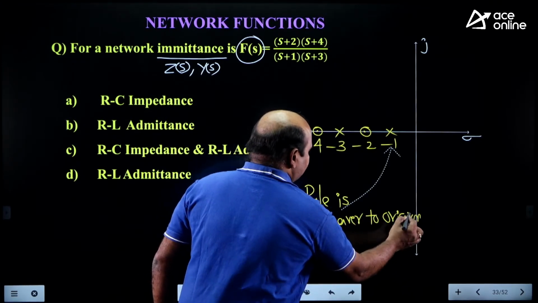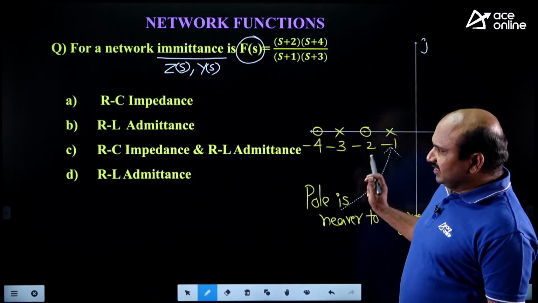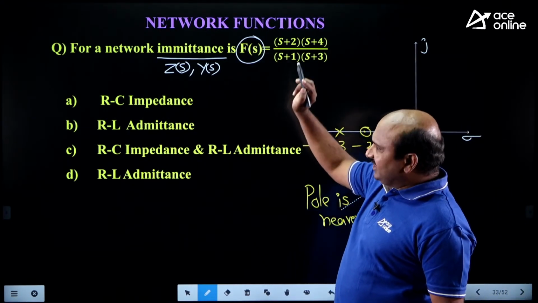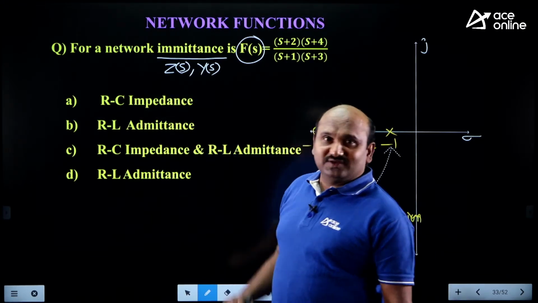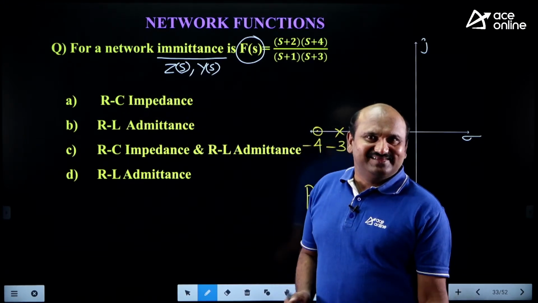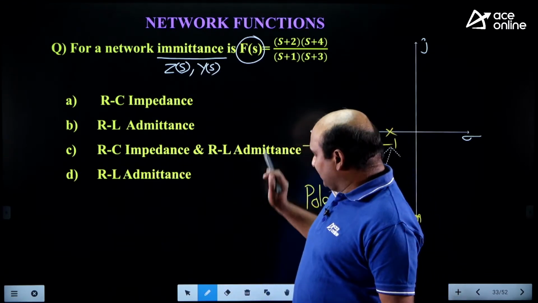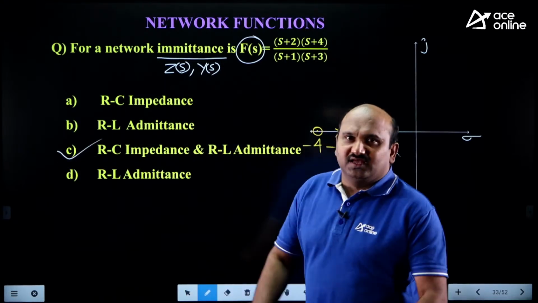That's why it is an RC impedance function. But here F of s is given. We can take it as RC impedance, but it can be RC admittance also. Both A and B options are given: RC impedance or RL admittance. That's why we should consider that C is the correct option.